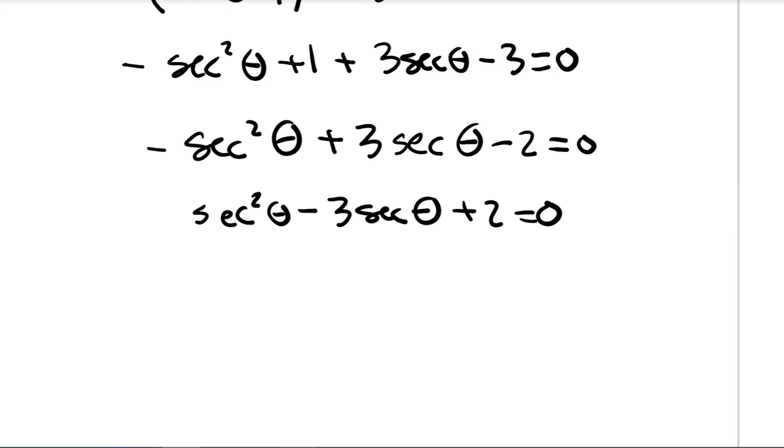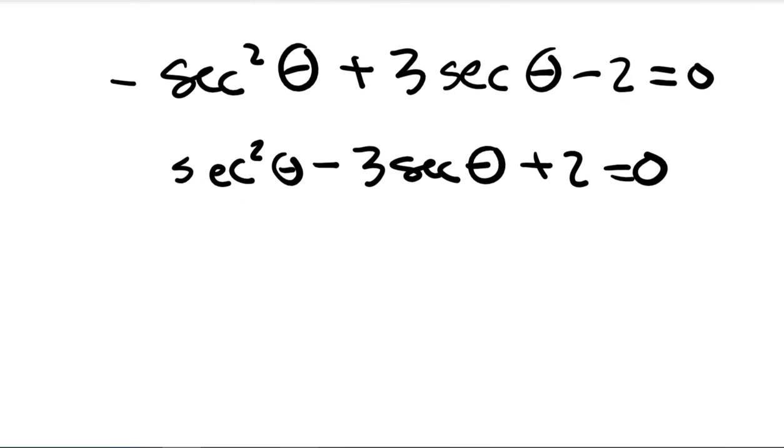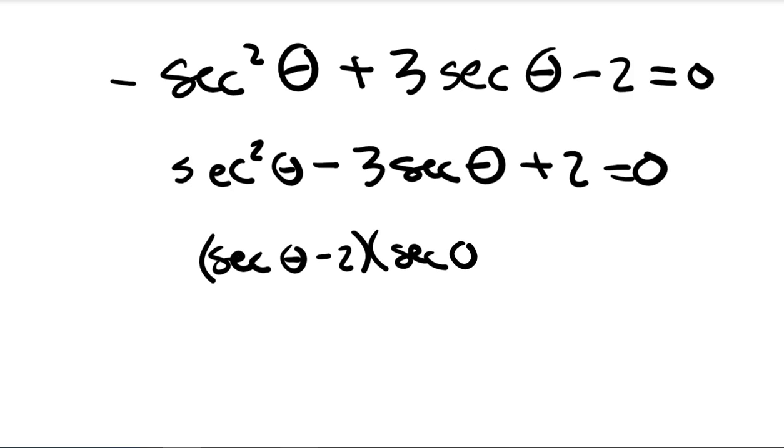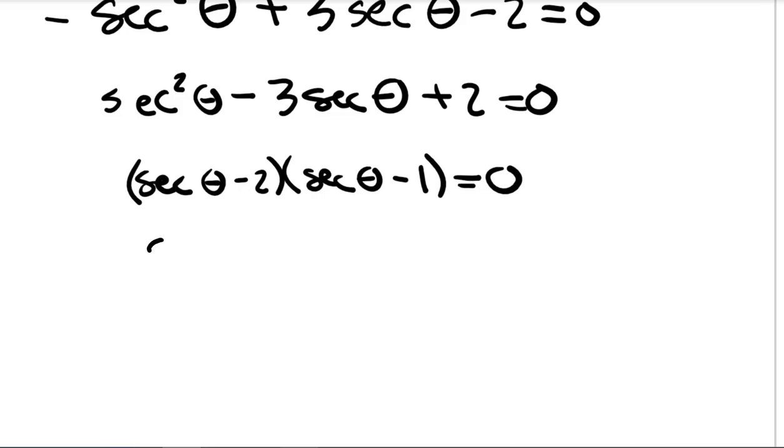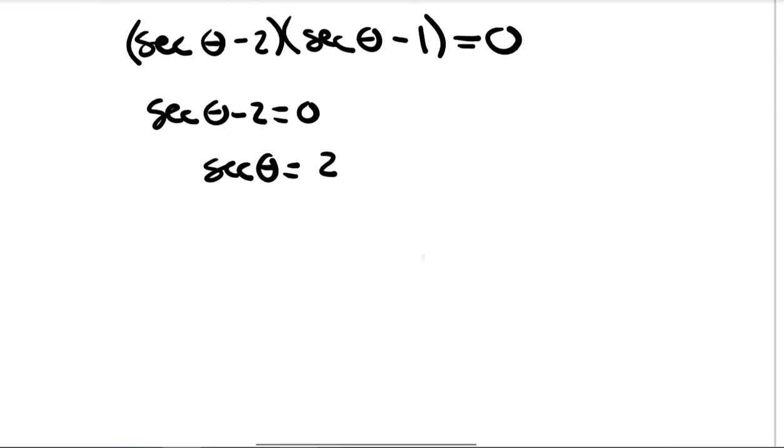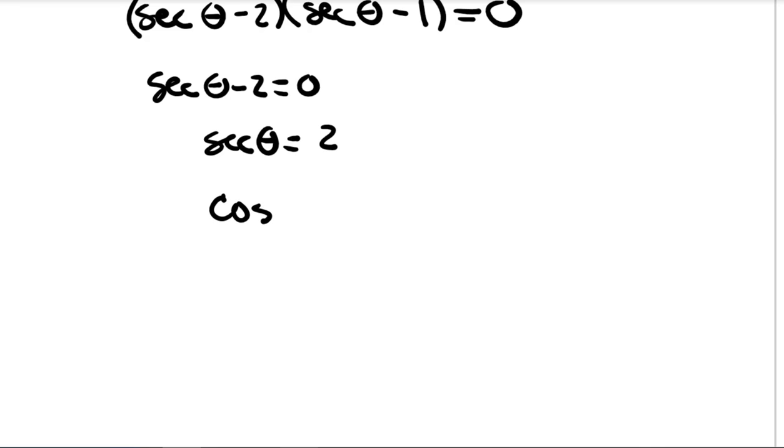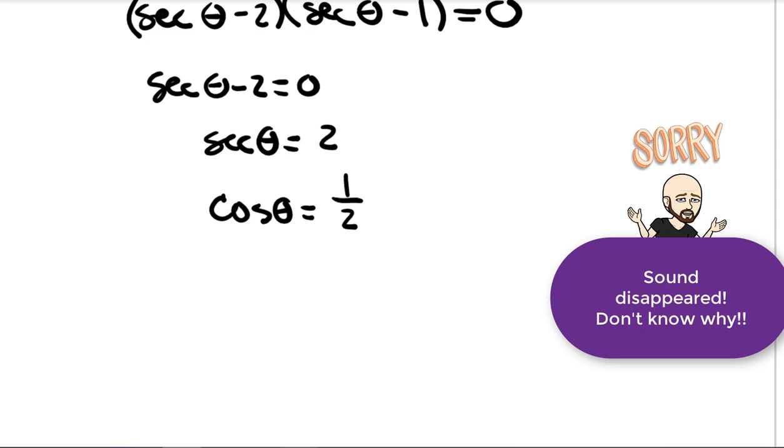Now, again, this is a straightforward quadratic to factor, and we would factor that into secant theta minus 2 and secant theta minus 1 equals 0. And again, don't forget the equals 0 on there. So we've got two different options here. So first one, secant theta minus 2 equals 0, which would give me secant of theta equals 2. Now I've got to do the reciprocal of that, right? Because we've got secant, so that would be cosine of theta, and the reciprocal of 2 is 1/2.